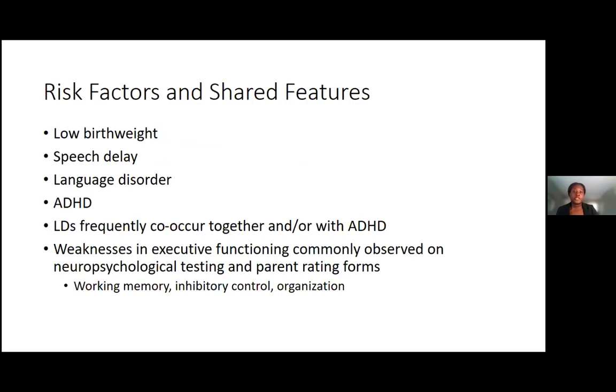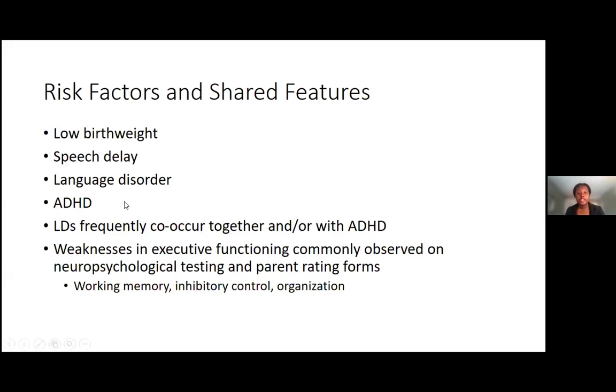All right, so I also want to touch on some risk factors and shared features of learning disorders. As far as risk factors, some of these first conditions have been noted to commonly increase the risk for one to develop a learning disorder as they are older, so low birth weight. Here we're thinking about children who are born weighing less than 2,500 grams. Also, children who are identified as having a speech delay or language disorder are more likely to later develop a learning disorder, particularly with regard to reading and or writing.